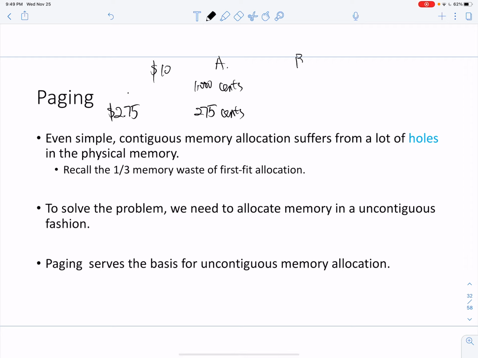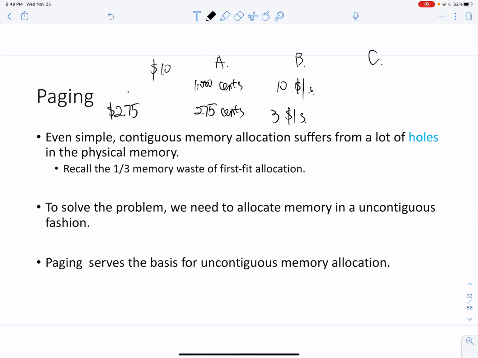And then person B says, okay, I'm not going to take 1,000 cents. That's too heavy. What I do is I'm going to take it in a format, let's say, in dollars. So this person just takes $10. And then to pay this, it just takes out $3, and then wastes 25 cents.